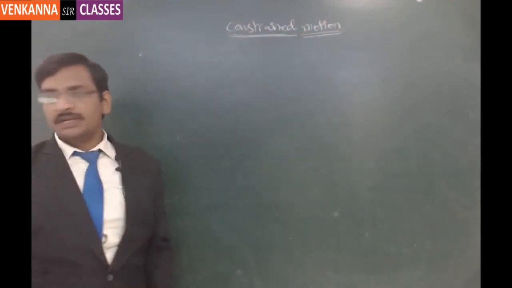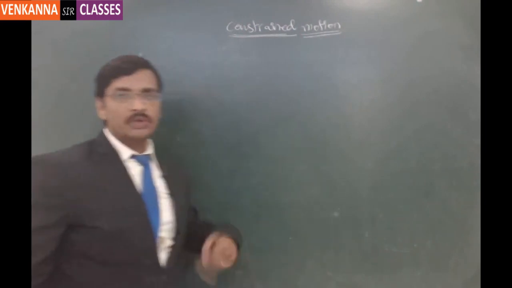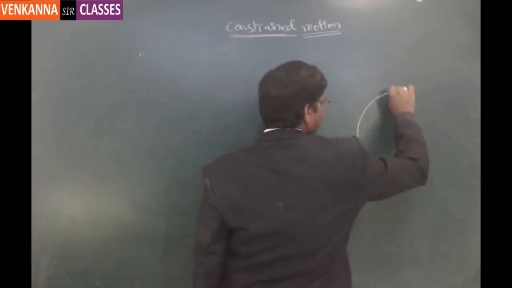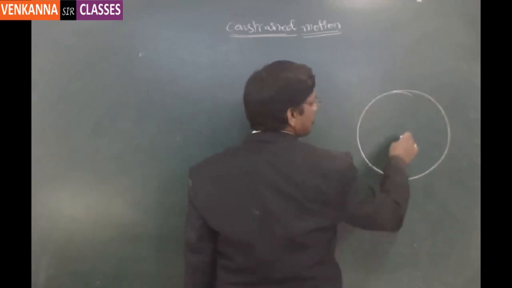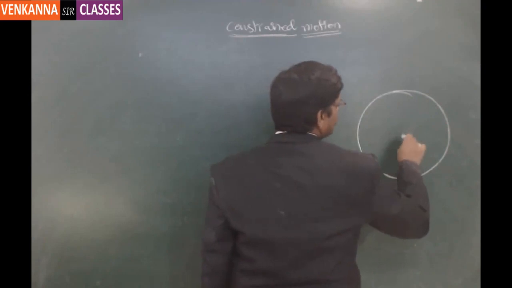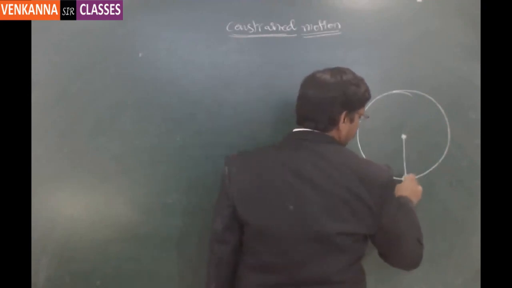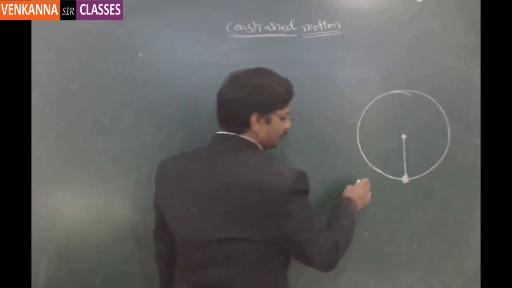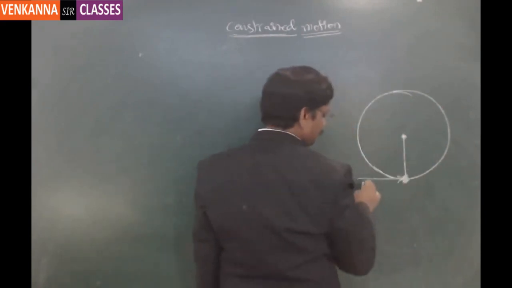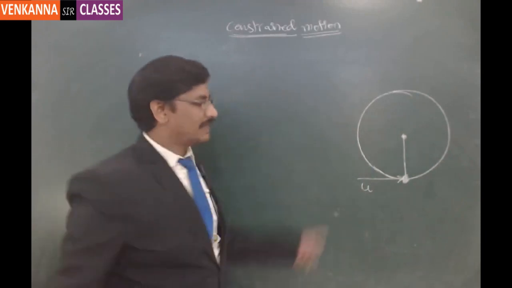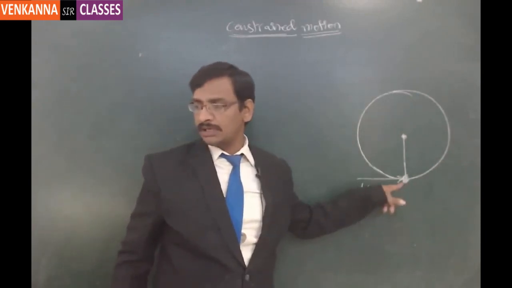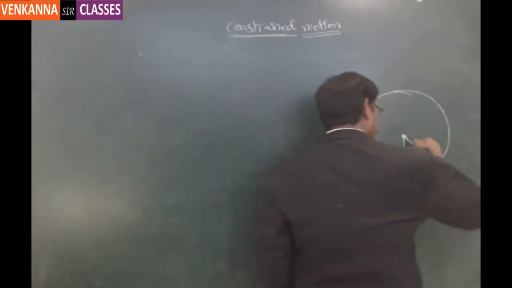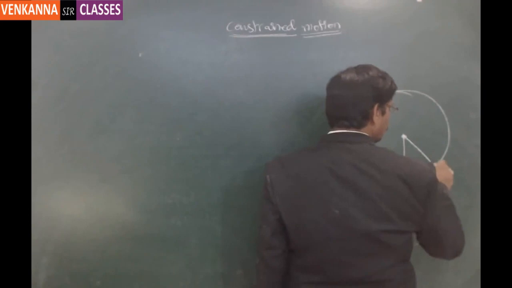So in case of constrained motion, let us consider a particle moving in a circular fashion by tying up with a thread. So this is the circle. This is the center, and the particle is tied up at this location. Now I have given certain velocity initially at this location in the direction which is tangential to the path. So the particle is hit like this. Now let us say it has moved to this location.